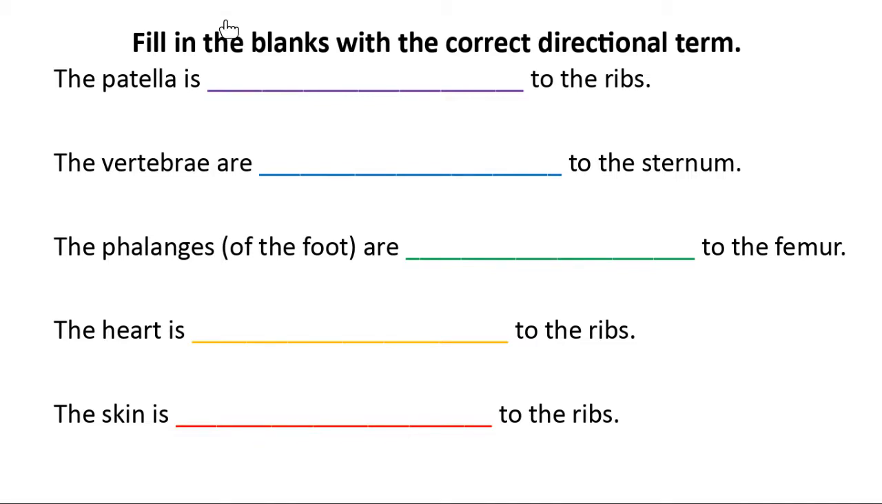Yeah, exactly. The most obvious comparison is that the patella is going to be inferior, or it's going to be below the ribs. Patella is down lower, the ribs are up higher. The patella is inferior to the ribs.